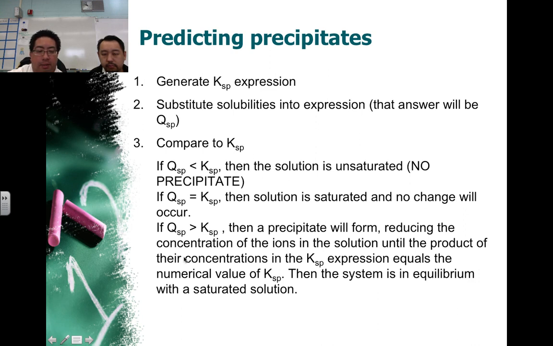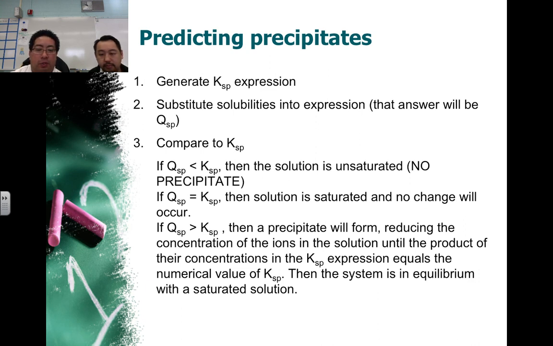Now, one of three possibilities will arise. If QSP is less than KSP, then the solution is unsaturated and you'll not get any precipitate. If they're equal, then the solution is saturated and again, no precipitate. And finally, if your QSP is greater than your KSP, you will form a precipitate.